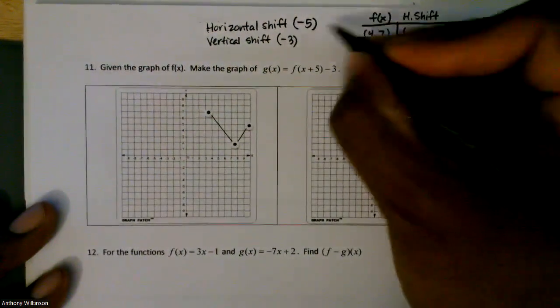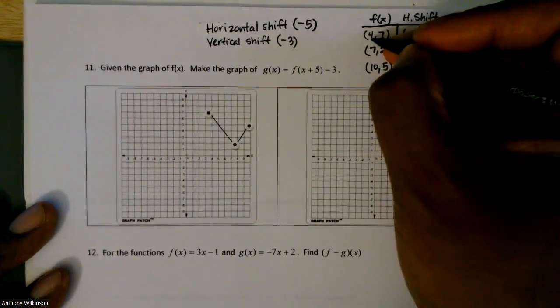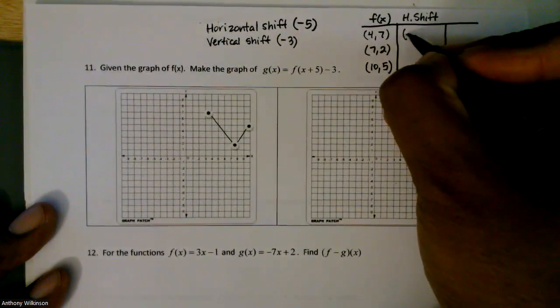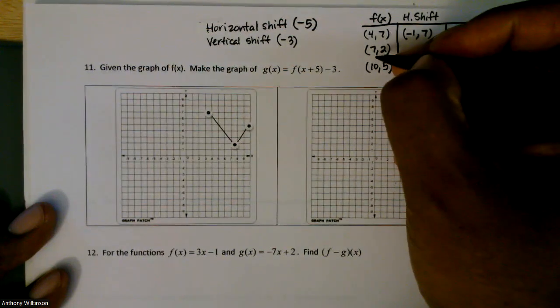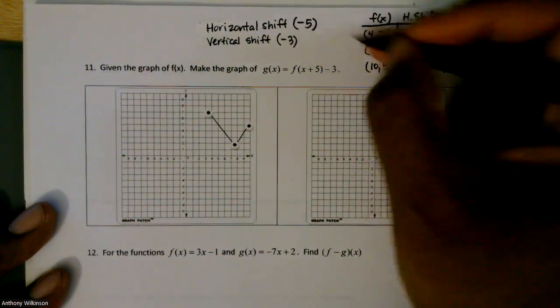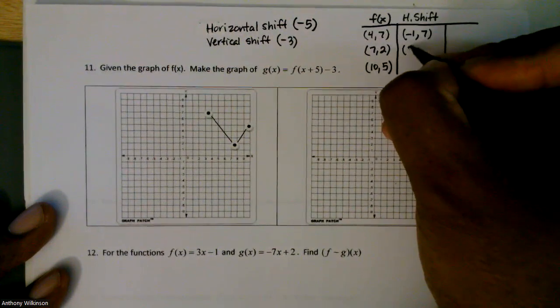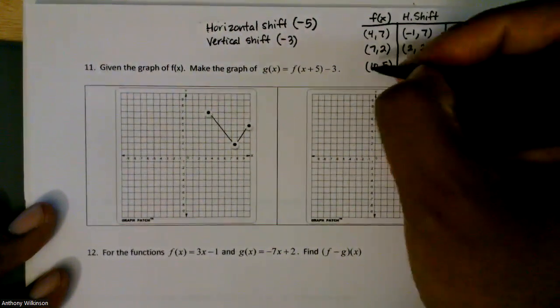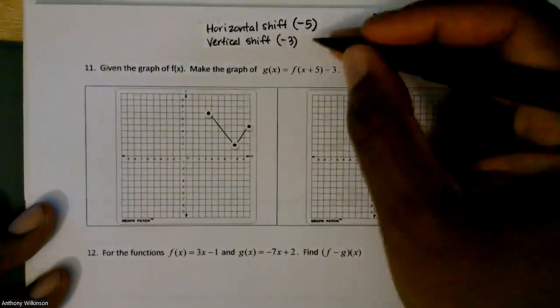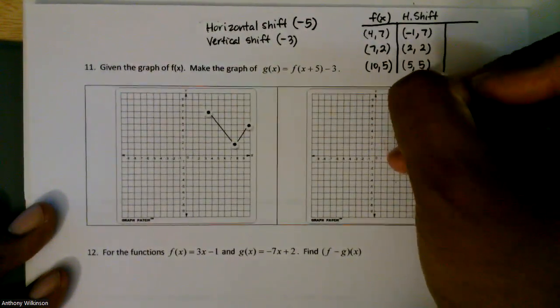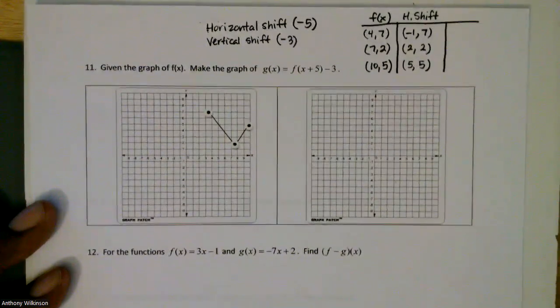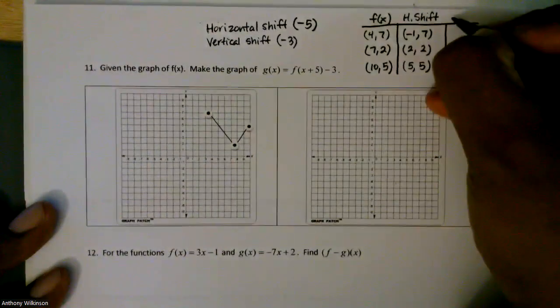So in this case, if I do 4 minus 5, that's -1. Then bring the 7 over. For the 7, 2, if I do 7 minus 5, that will be 2. Bring the 2 over. And then for 10, 5, if I do 10 minus 5, that will be 5. Bring that 5 over. These are the ordered pairs after doing the horizontal shift.